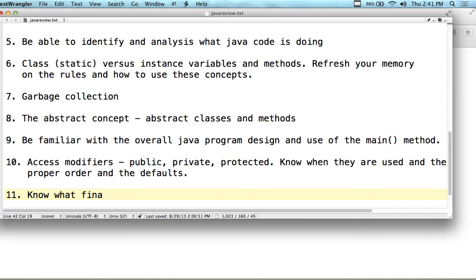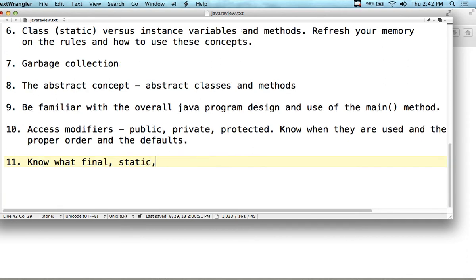So if you left out an access modifier for a method, what would the default be? Public. If you had data that was defined in an interface, what would that be? Private. The data is always private anyway, but it's also final. So one of the questions is going to ask you something about final, static. What does final mean? What does static mean?